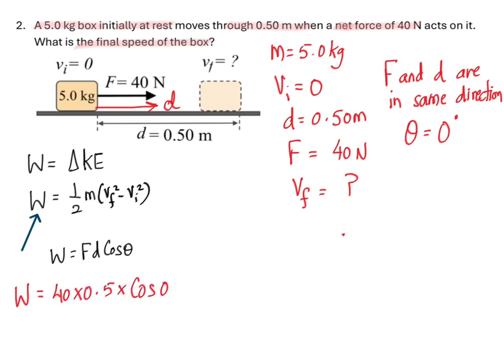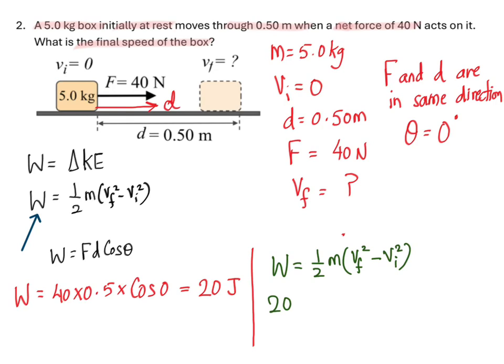Now we use the formula Fd cosine theta to get the work done, and we get the answer for work done as 20 joules. This 20 joules we will put in the first formula, which is half m (Vf square minus Vi square). Work done is 20, then half times mass is 5, Vf we don't know, and Vi, because it was at rest, is 0. We can solve it to get the value of Vf, which is 2.82 meter per second.